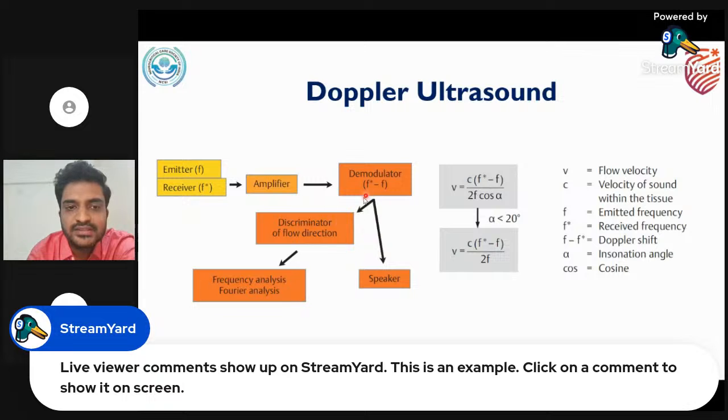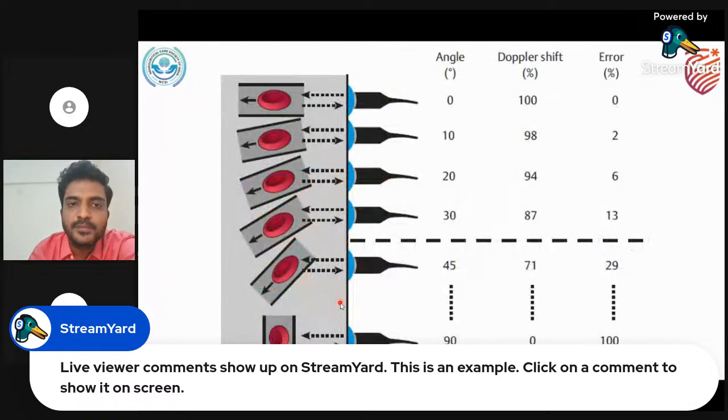And this frequency is again sent to a discriminator to discriminate whether the frequency you have received tells you whether it is arterial or venous, or whether it is coming towards the probe or away from the probe. That discrimination is made based on the flow direction. If something is towards the probe, it appears red; something away from the probe appears blue. And these frequencies are further put into Fourier analysis that gives you a Doppler spectral graph.